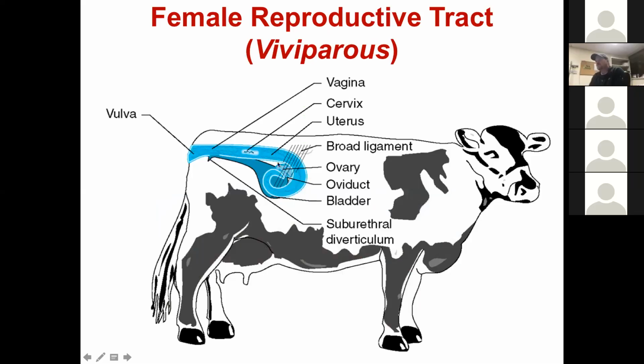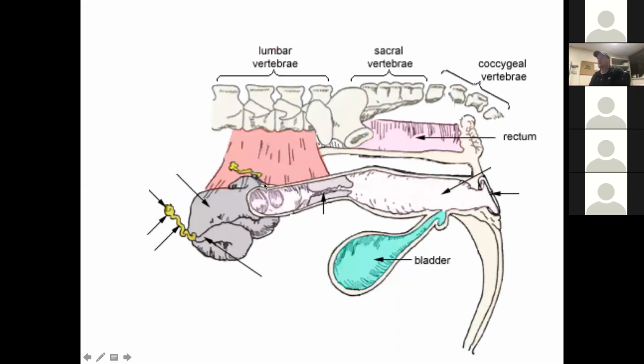But these structures are really important, and let's talk more about them as we go. Here's another schematic, kind of the exact same thing, but just a different view. You can see the rectum up here. Again, this is a cow.